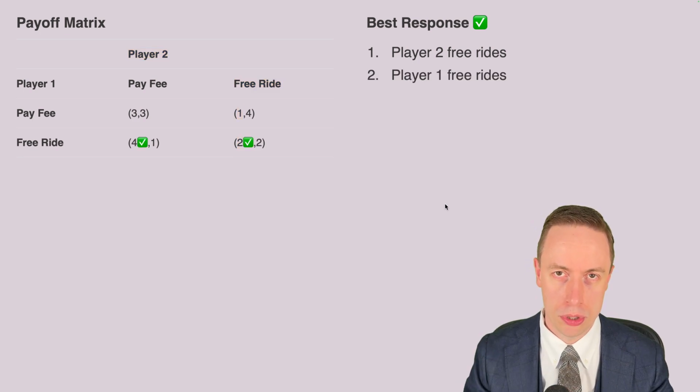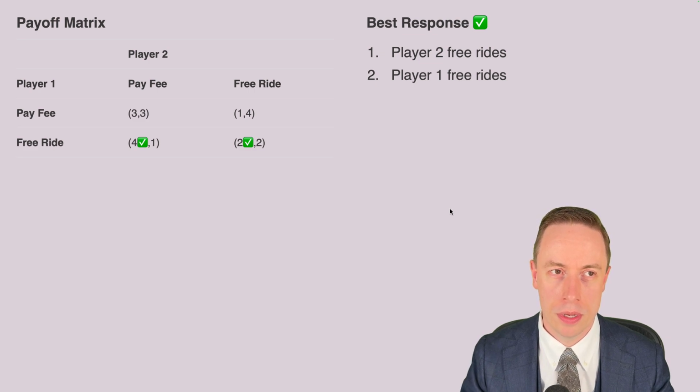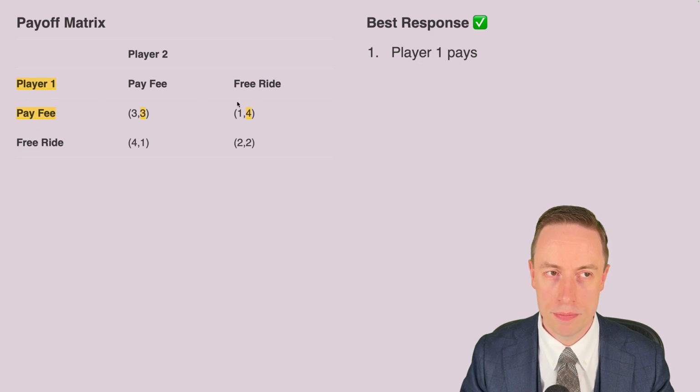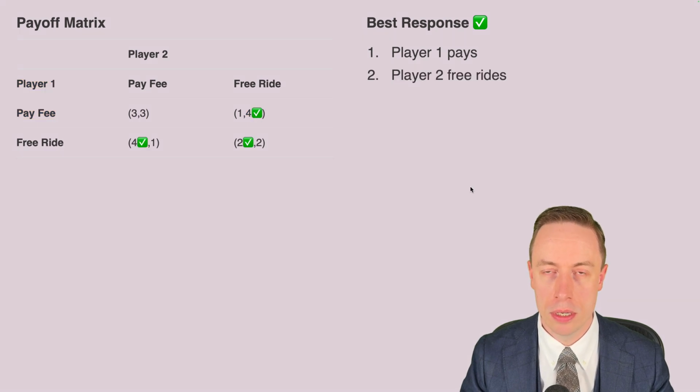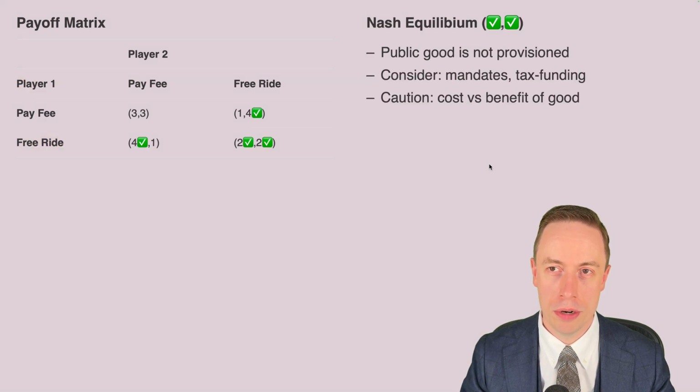Turn the tables. Put yourself in the position of player 2. Consider if player 1 pays the fee. Options available to me, left and right: 3 or 4. 4 beats 3. Check mark. And if player 1 free rides, they basically choose the bottom row here. I, as player 2, get to choose left and right. So 1 or 2. 2 beats 1. And check mark. Let's check for the Nash equilibrium.